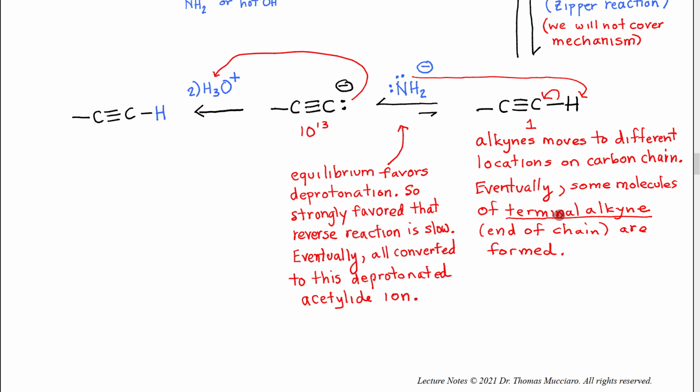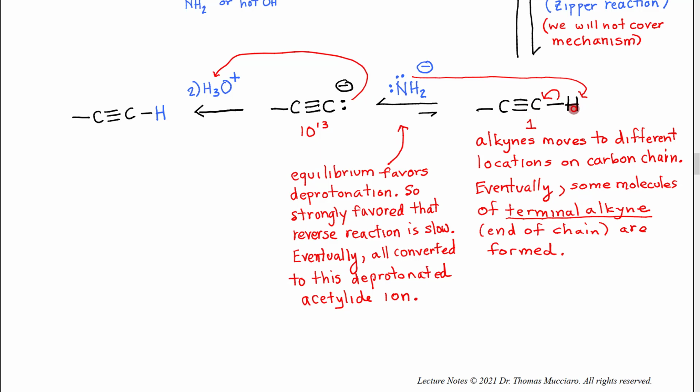Now this turns out to be not favored, actually, as the internal alkynes have lower potential energy. However, because it's in equilibrium, they're constantly moving back and forth, and so eventually some of the molecules form a terminal alkyne. When the terminal alkyne is formed, if we are using amide ion, the amide ion is going to very rapidly deprotonate that. As we discussed, that's a very favored reaction.